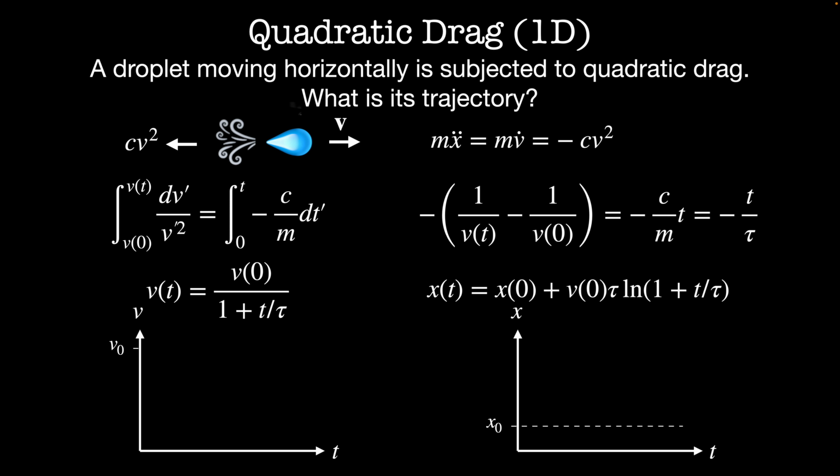For velocity, I start at v naught and it decays to 0 as 1 over t divided by tau. So this is slower than the exponential decay that we just saw. For the trajectory, let's start at position x naught, and this function now has logarithmic growth. So eventually I'll be able to reach infinitely far away, but it'll take me logarithmically long to get there.